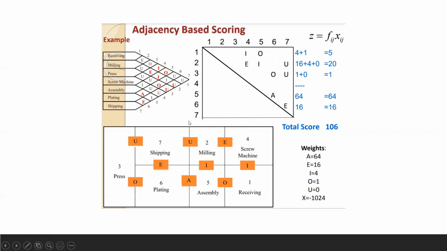Okay, and then kinonsider nila yung 3. Asan yung 3? Ito yung 3. U and O. U and O. So, 1 plus 0, that's 1. Then, 4 is E, which is 16. 16 plus 4. Ayan. Asa na yung 4?